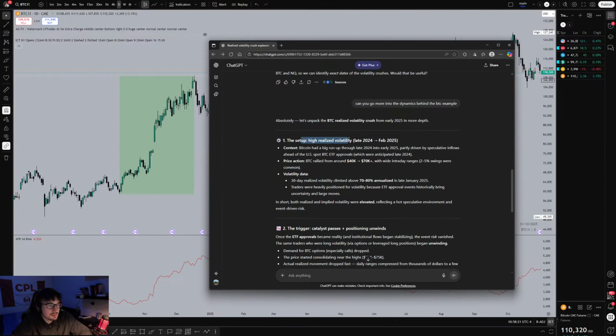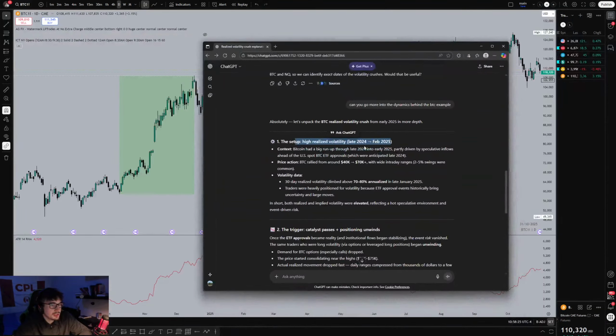It said that there was high realized volatility, so there was actual volatility in the market in late 2024 and February 2025, with speculation around Bitcoin ETFs. Now Bitcoin is being adopted. What does this mean for the model? For Bitcoin, everyone was wanting to get in. Some people started taking profits though, and there was a lot of volatility. So that's basically what that means.